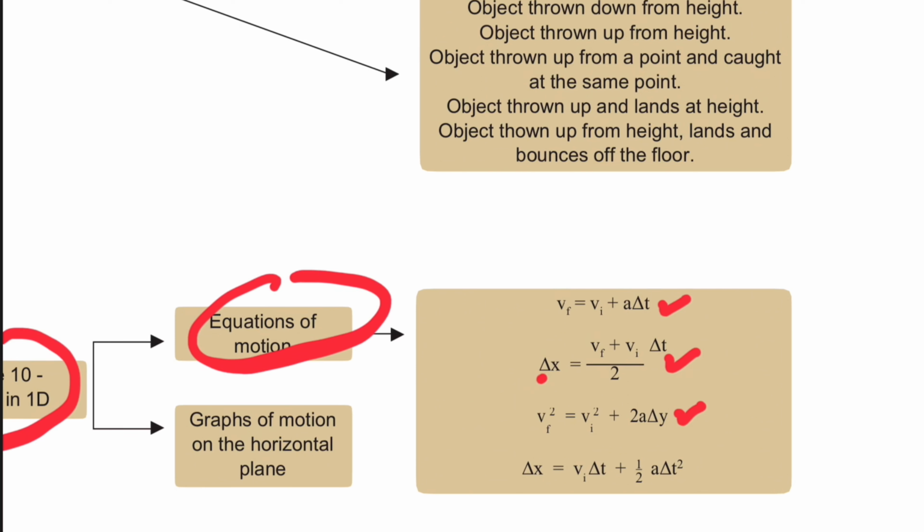Instead of delta X, when you're talking about vertical projectile motion, we usually use delta Y, right? But the equations still work because vertical projectile motion is still motion in one dimension. So these are the equations we are going to mainly use to answer our questions under vertical projectile motion.